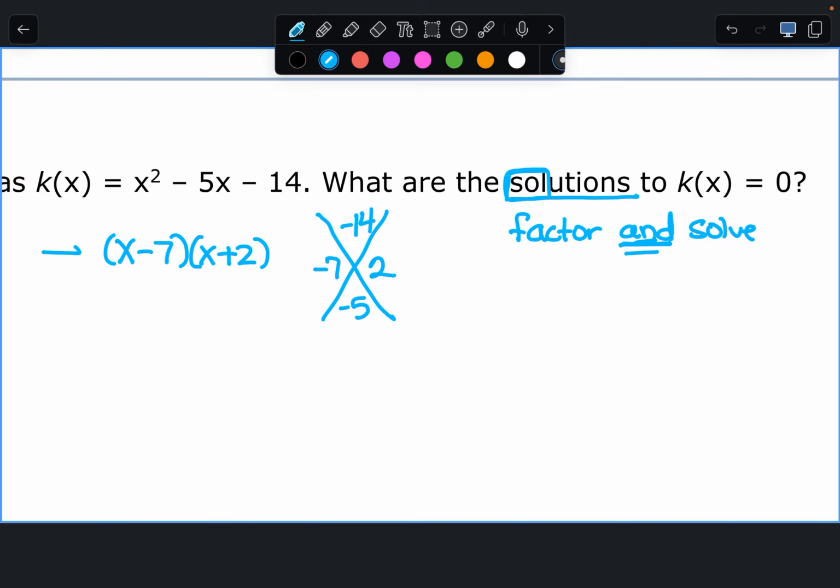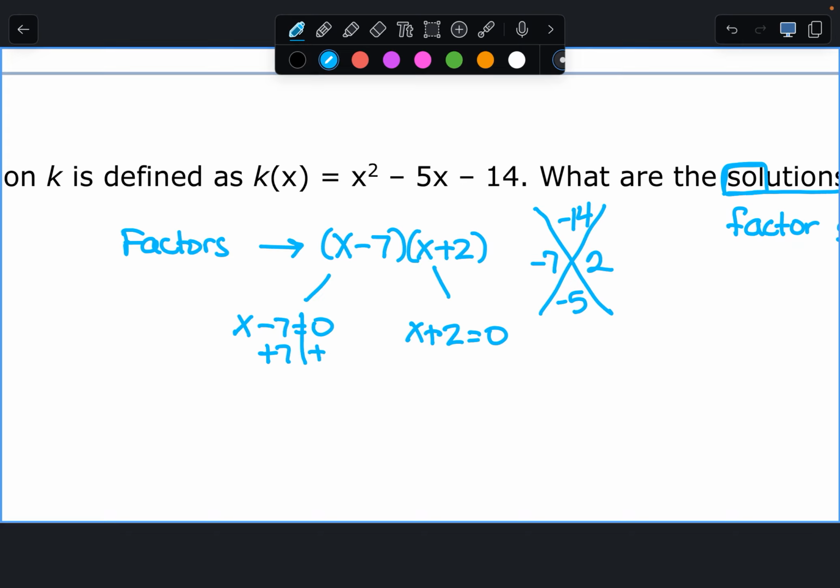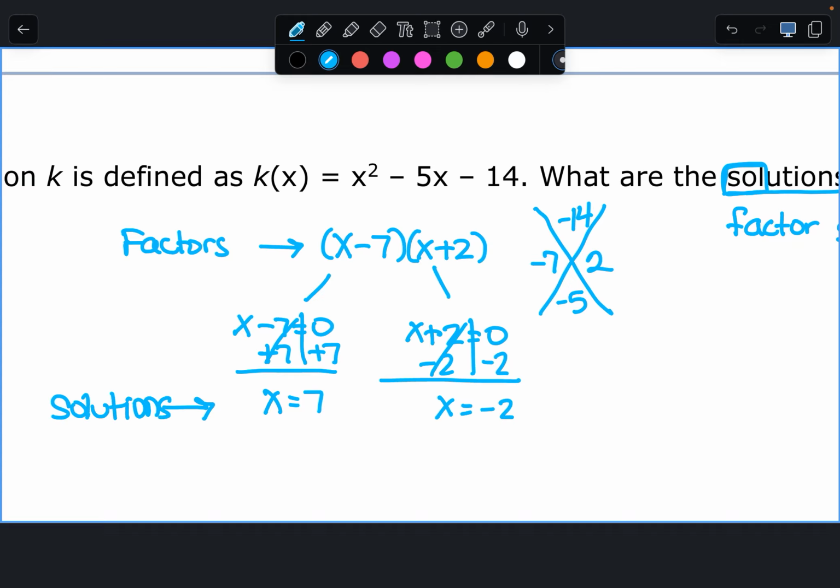Now, the things in the parentheses are still called my factors. We still need to solve, so in order to solve, I must turn it into an equation and then solve. So minus 7 changes to plus 7, plus 2 changes to minus 2. Those are my solutions. And my solutions are also considered my x-intercepts.